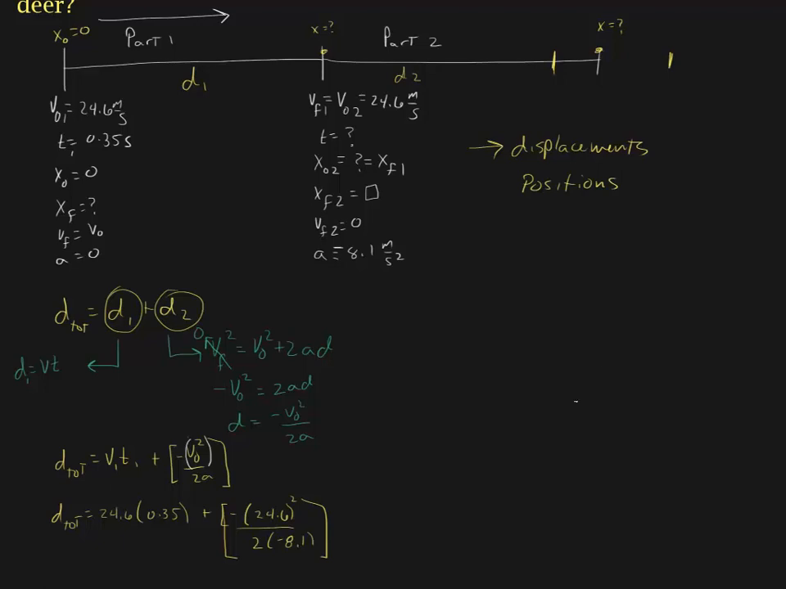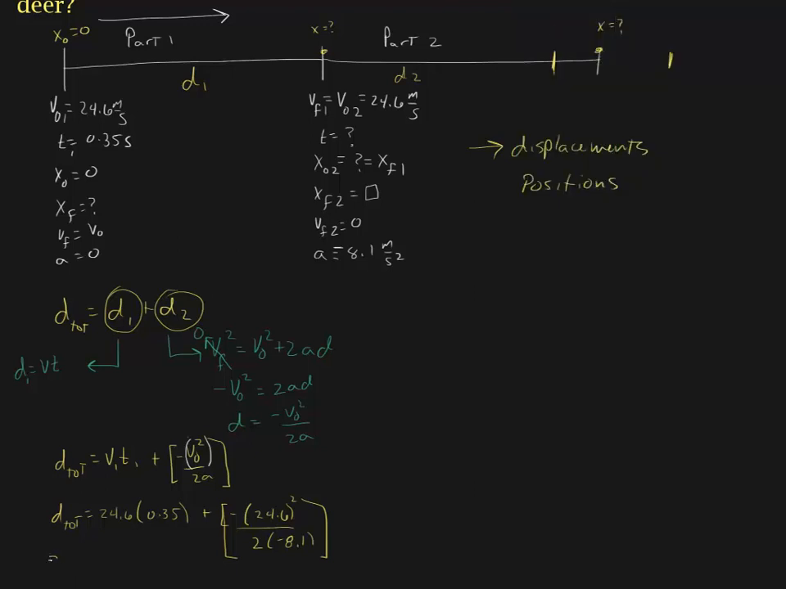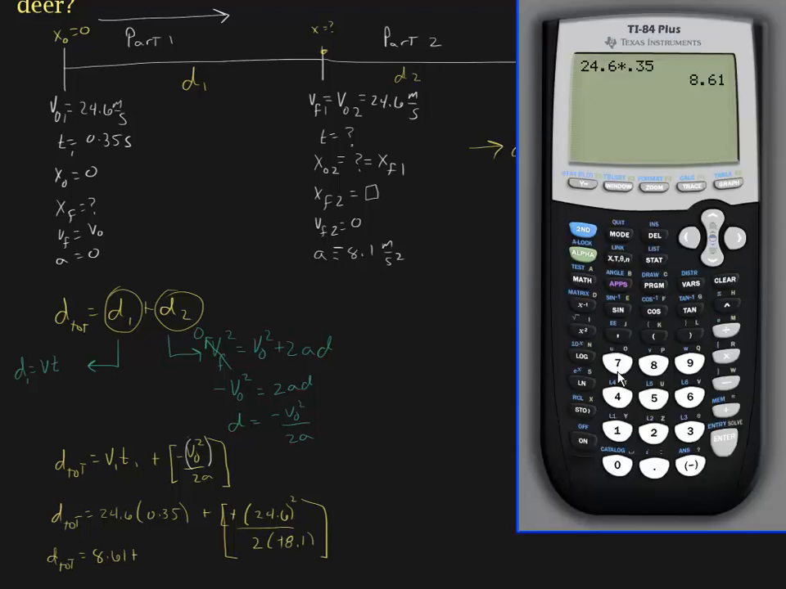Okay, so let's go ahead and calculate some of these values. All right, so we have 24.6 times 0.35. That's going to give us 8.61. So d total is equal to 8.61 plus. All right, now this negative cancels with that negative, so it all becomes positive. And now we get 24.6 quantity squared divided by 2 times 8.1.